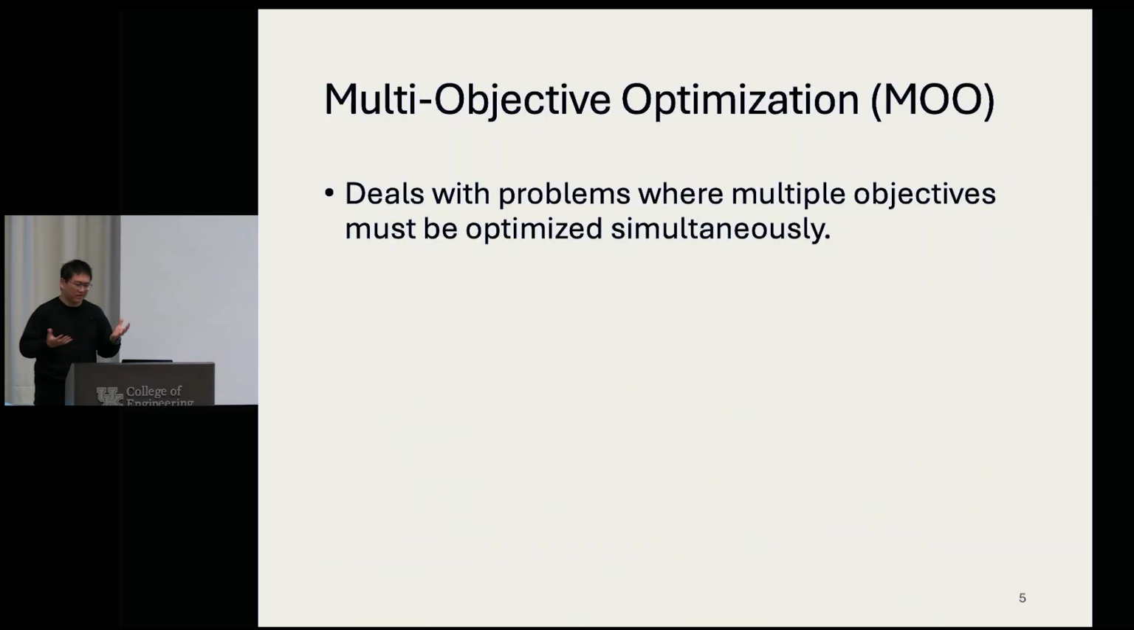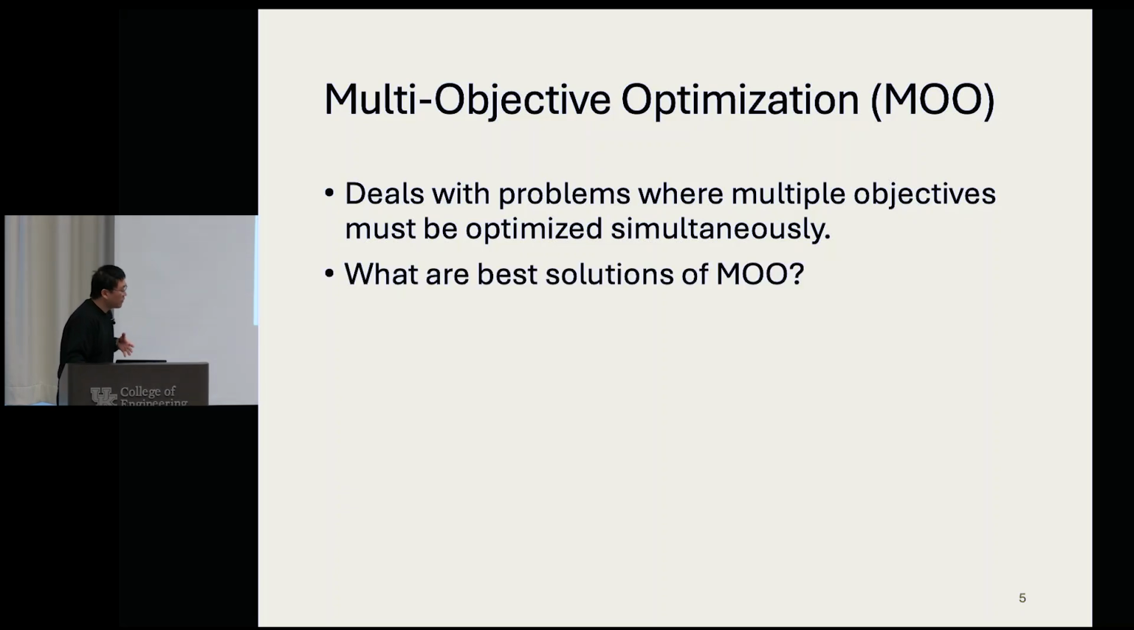Okay, so then let's see more details about this problem. When we deal with a problem with multiple objectives, we must consider them simultaneously, and we first have to define what the best solution is for this multi-objective optimization, or in short, MO.